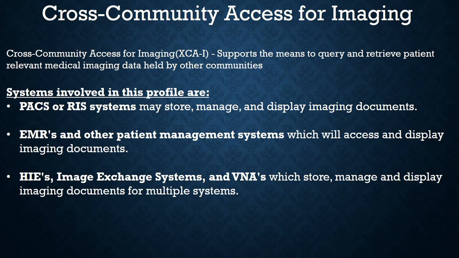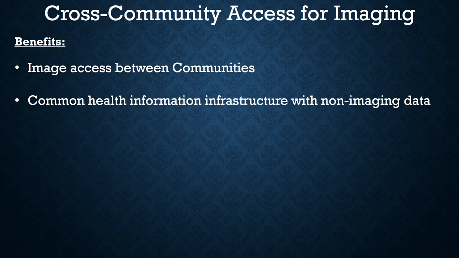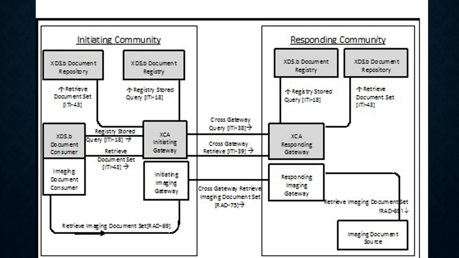So, cross-community access for imaging, XCAI. Cross-community access for imaging supports the means to query and retrieve patient-relevant medical imaging data held by other communities. So it could be in the PACS, it could be in the EMR, it can be in IHE, a health information exchange, an image exchange system, or a VNA. Those are the systems involved. The benefit is, hey, image access between communities. Sometimes it's just that simple.